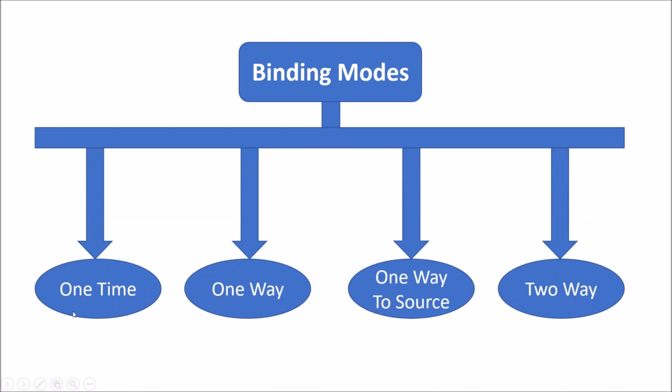Hello guys, so in this video we will talk about binding modes in WPF. We have four modes: one time, one way, one way to source and two way. We will talk about these binding modes one by one in detail, but before that let's understand what is binding in WPF. So binding in WPF requires two things.